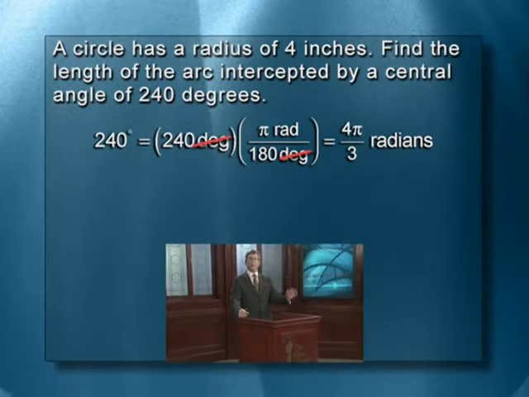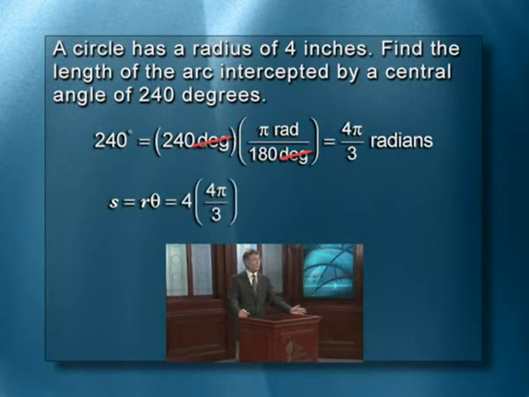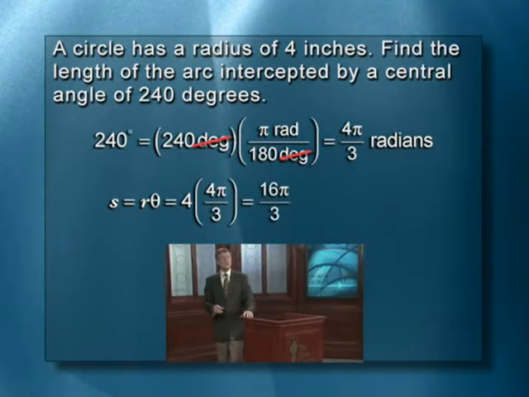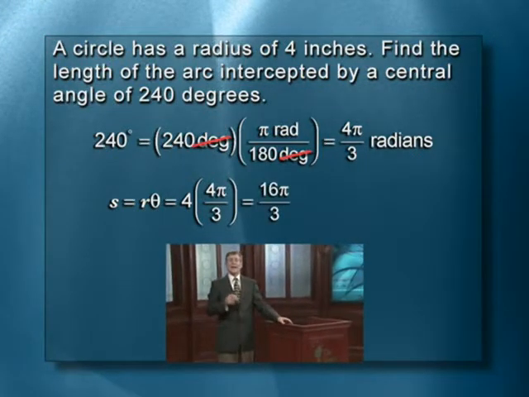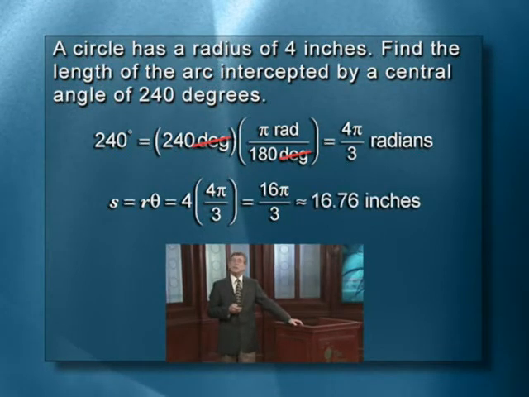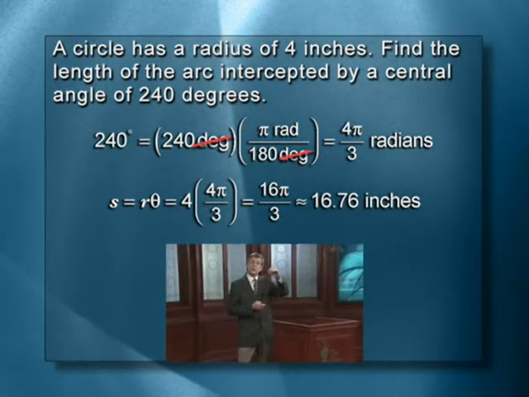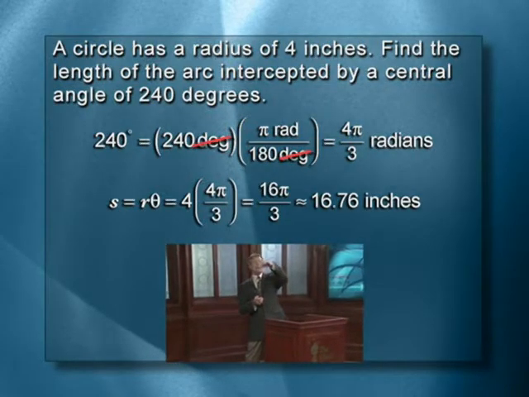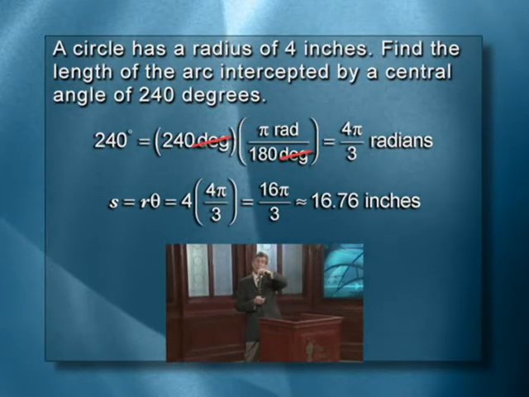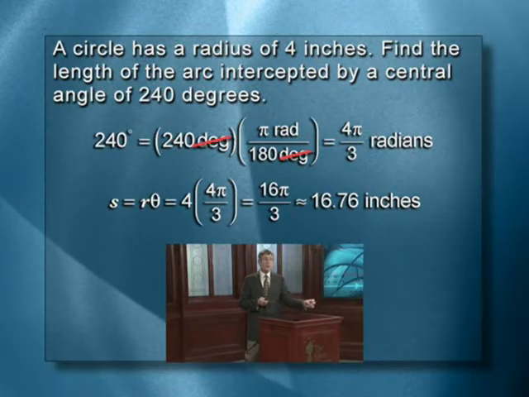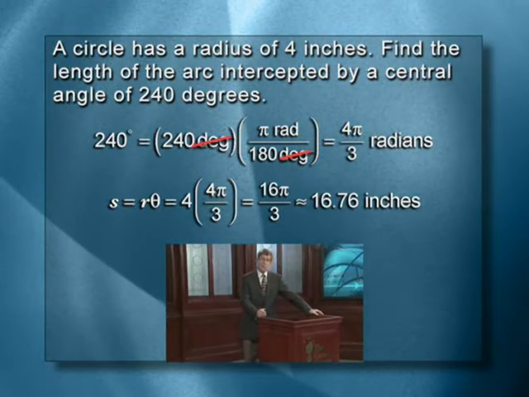And now we use the formula. It's pretty simple. S is R theta. R is 4, theta is 4 pi over 3. We get the final answer of 16 pi over 3. And with a calculator, that's about 16.76 inches. So that's how long that piece of circle is. If you had a string around that circumference, that string would measure 16.76 inches.